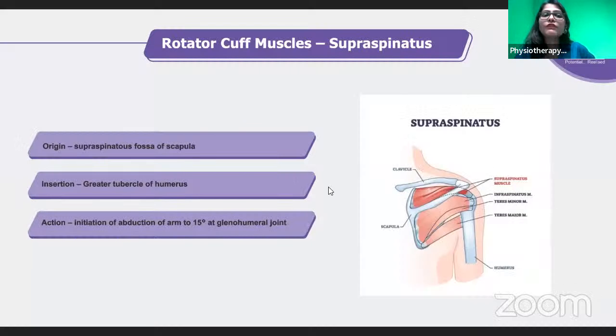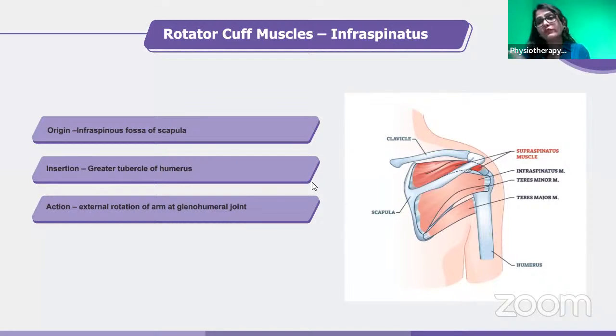Now, coming to the next muscle, which is your infraspinatus. Infraspinatus, obviously, I will not take much time because you all know it starts from the infraspinous fossa and it gets into, again, the same part of the humerus, that is your greater tubercle of humerus, and it will lead to external rotation of arm.